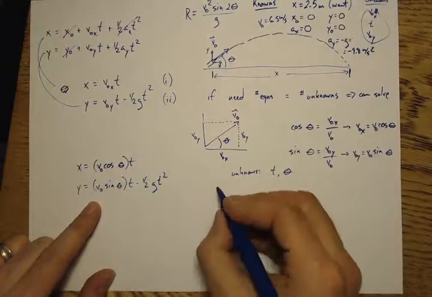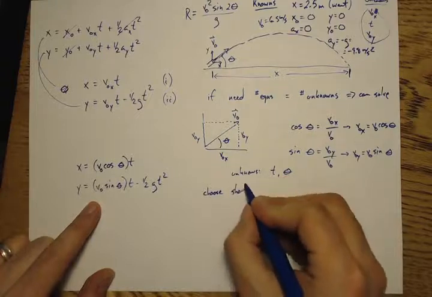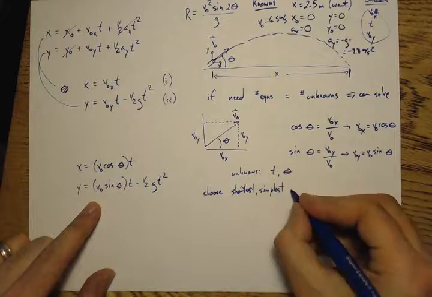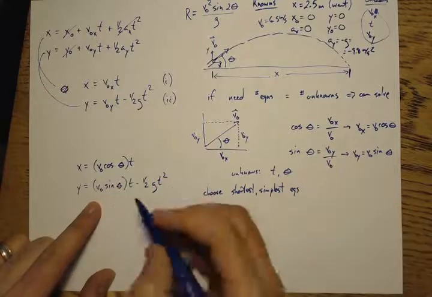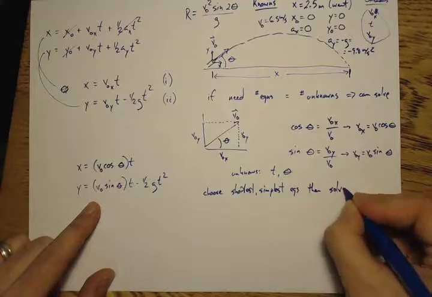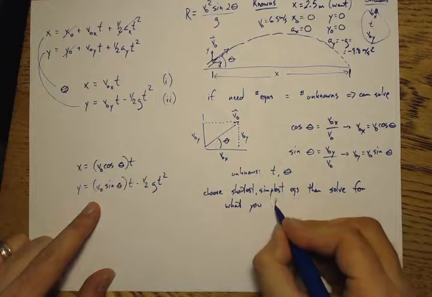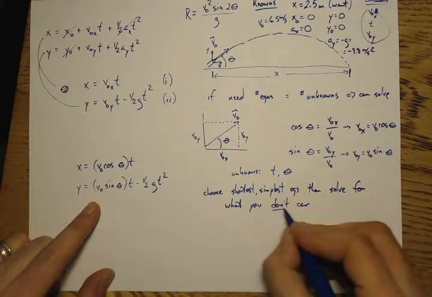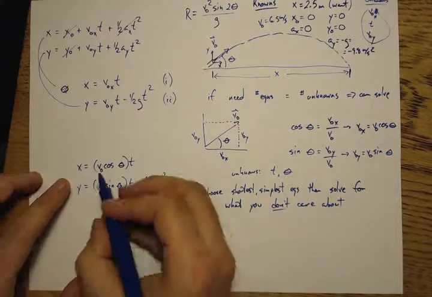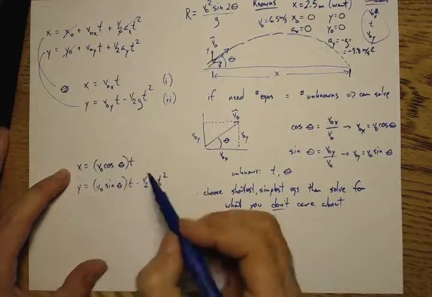So what you do is you choose the shortest, simplest of your equations. So that would be this one. Then solve for what you do not want, what you don't care about. I'll tell you why in a bit. As an example, we don't really care about time, so I'm going to take my simplest, shortest equation, and I'm going to solve for time.